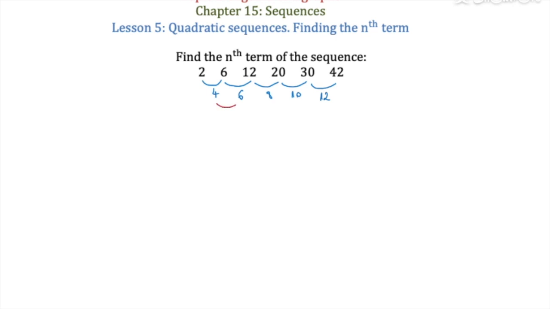Between 4 and 6 we have 2. Between 6 and 8 we have 2. 8 and 10, again 2. 10 and 12, again 2. So we know that our second difference is the same, so then we have a quadratic. That means that we go to the general form. The nth term is an squared plus bn plus c.